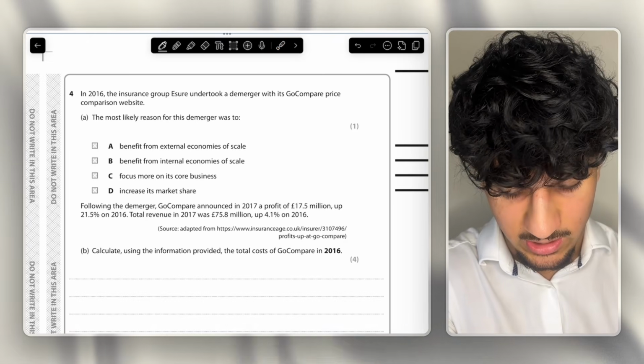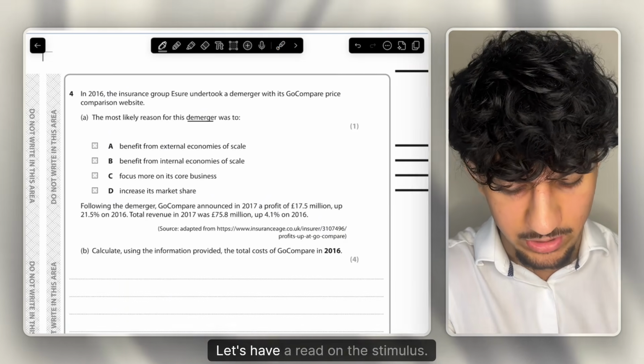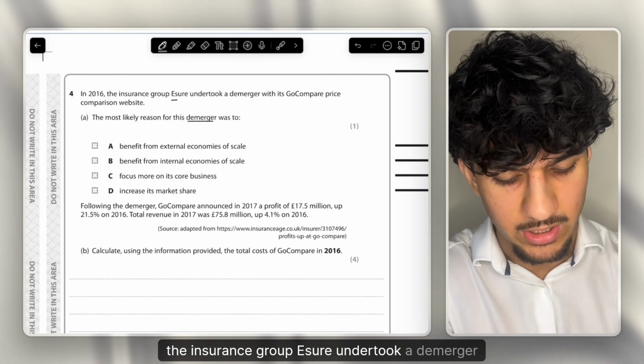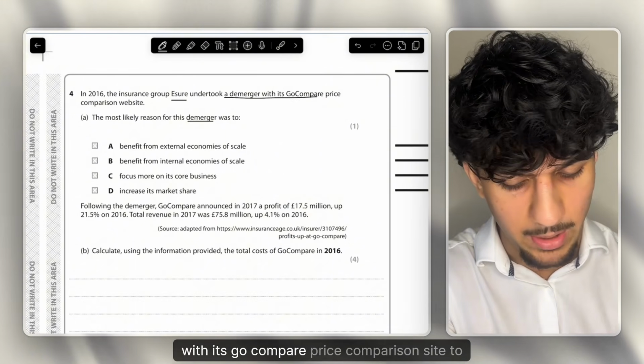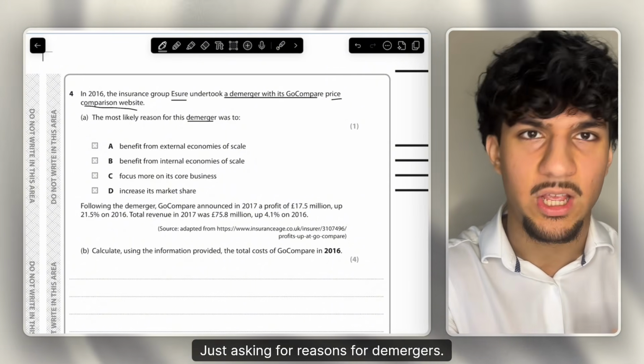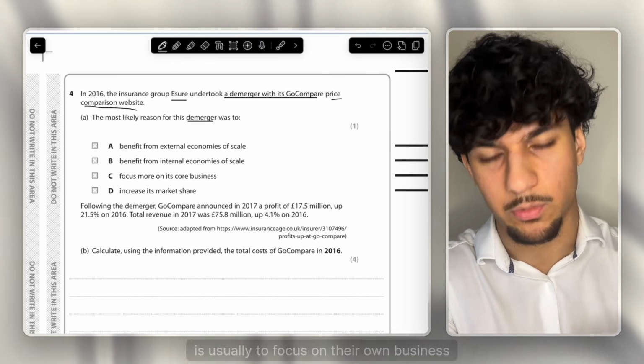So we have multiple choice. So the most likely reason for this demerger. So we're talking about a demerger. Let's have a read of the stimulus. In 2016, the insurance group eSure undertook a demerger with its GoCompare price comparison website. Just asking for reasons for demergers. Why do firms demerge? It's usually to focus on their own business objectives.